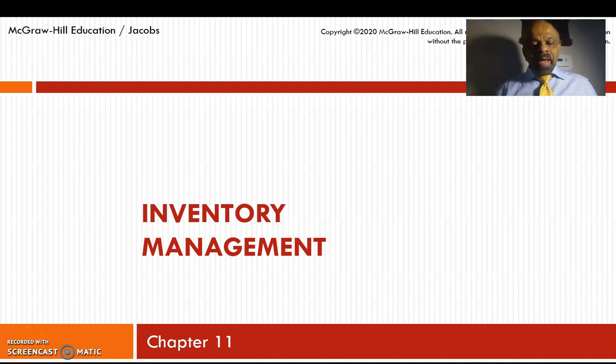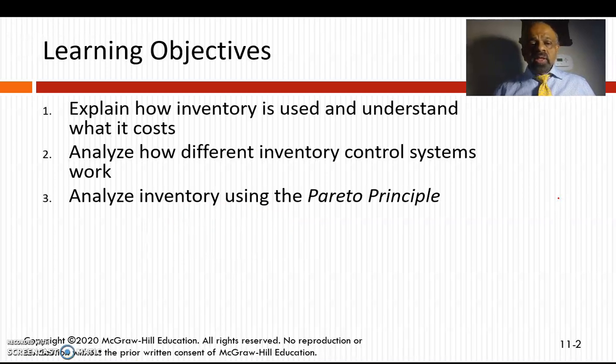Welcome to Inventory Management, Chapter 11. In this chapter, we're going to be talking about inventory. We are going to be looking at how inventory is used in firms and understand what it costs to hold inventory or to use inventory. We will look at a few inventory control systems and how different they are. We'll also analyze inventory using the Pareto principle.